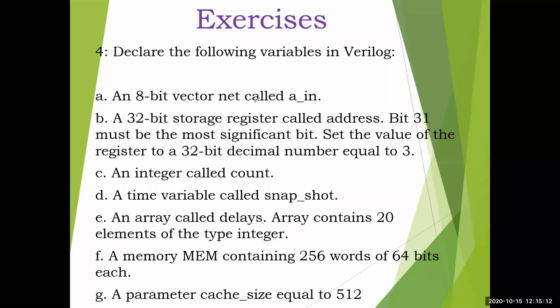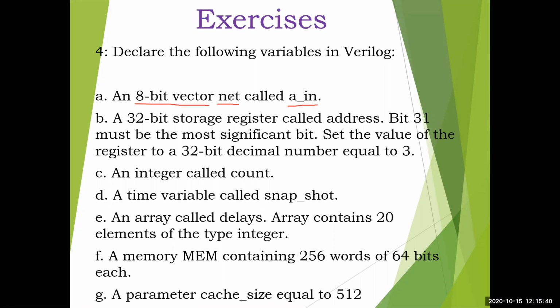So first one, declare the following variables in Verilog. This is essential in beginning the program, so all our bits and parts we are learning in writing the Verilog language. First, declaring an 8-bit vector net called a_in. They have given the variable identifier name a_in. They have also told that it is a net, and also they have told to use an 8-bit vector.